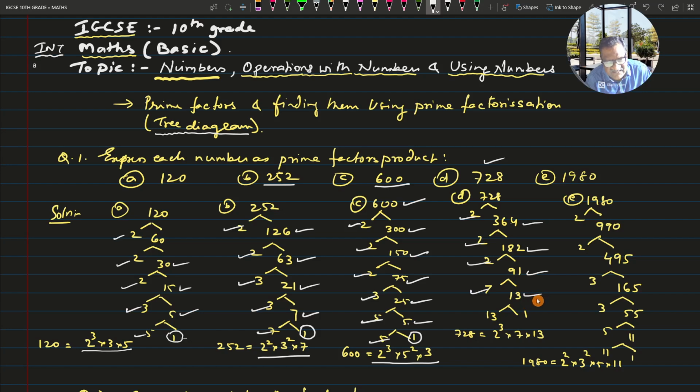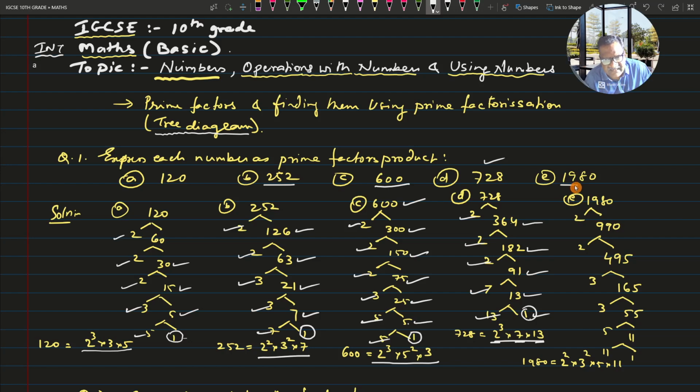Now 13 itself is a prime number. So 13 will be divided by 13. We will get a 1 over here. So here we get a 1 and so we can stop it. Okay. Now on the left hand side you have got the prime factors. So how many 2's are there? 1, 2, 3. 3 2's. So 2 raised to 3. How many 7 are there? 1. So into 7. How many 13? 1. So into 13. So these are the prime factors. Okay, 2 raised to 3 into 7 into 13.